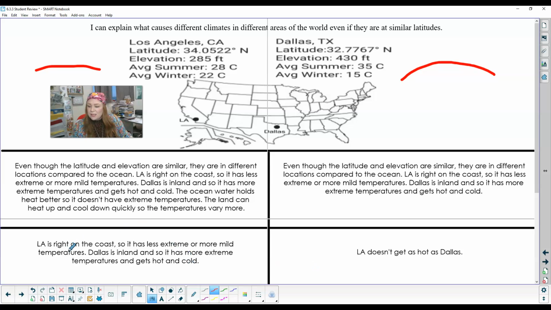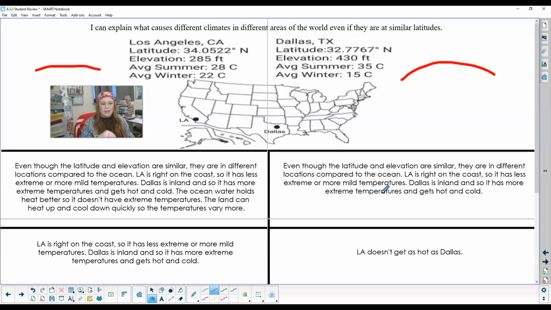Okay, so a 2 might say something like, where is it located? Right on the coast, and this is surrounded by land. So LA is right on the coast, so it has less extreme or more mild temperatures. Dallas is inland, and so it has more extreme temperatures and gets hot and cold. So that gave an explanation of it. That is much better.